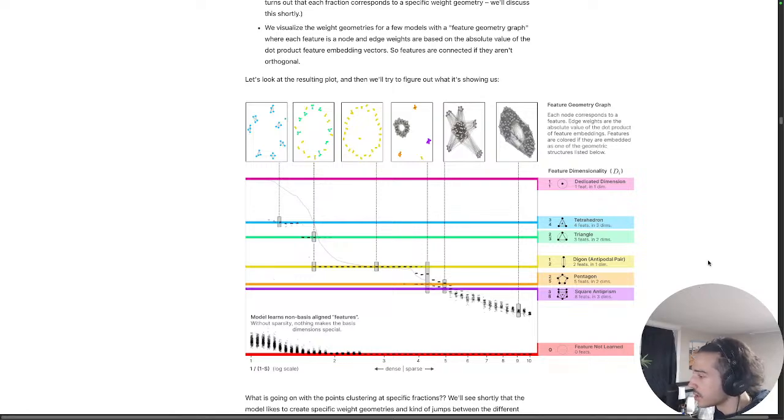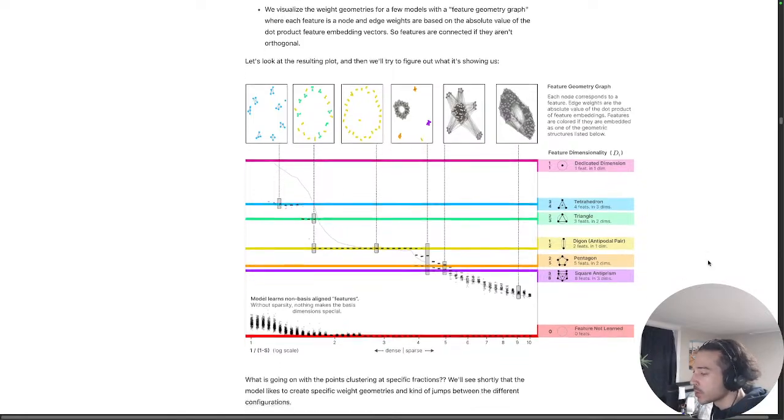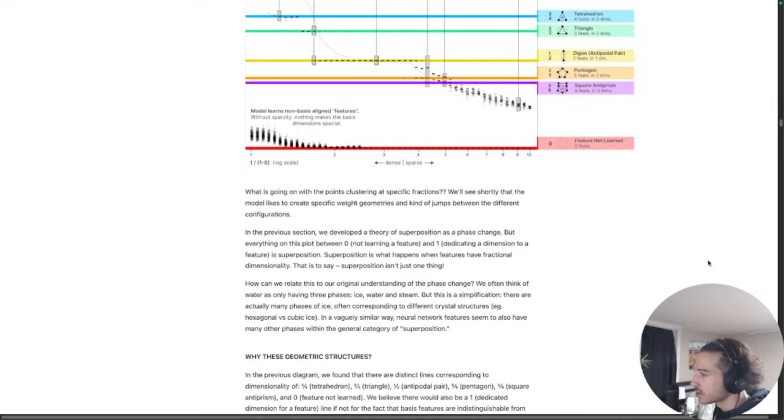The pentagon, 5 features in 2 dimensions. And then the square antiprism, 8 features in 3 dimensions. What is going on with the points clustering at specific fractions? We'll see shortly that the model likes to create specific weight geometries and kind of jumps between the different configurations.